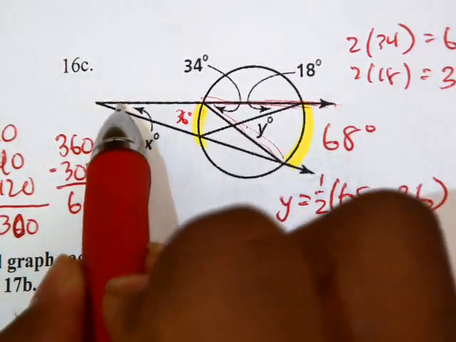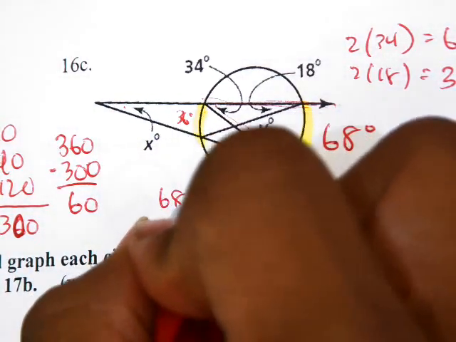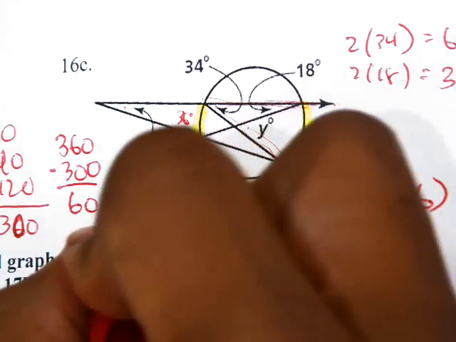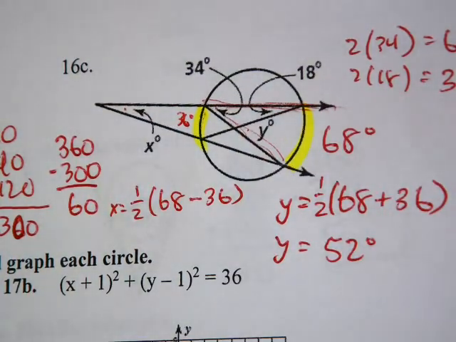To get X, since that's outside the circle, I take the 68 and the 36 and I subtract them, and then take half of that. 68 minus 36 is 32. Half of 32 is 16.